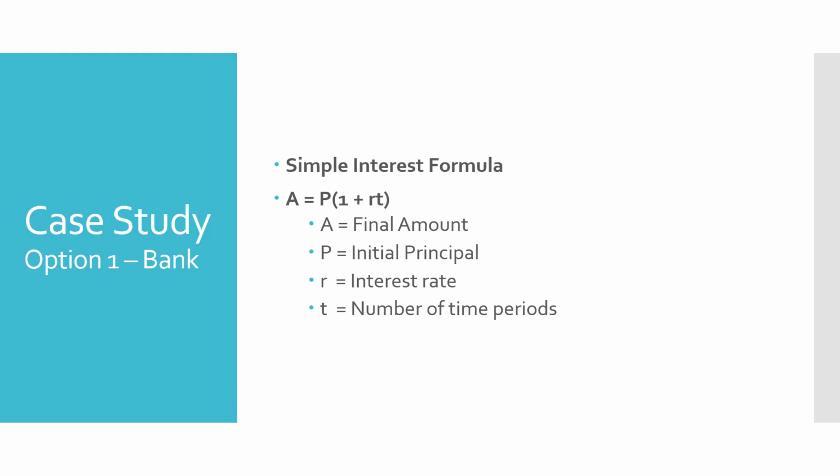So let's look at what happens if John decides to invest in the bank. The simple interest formula is A = P(1 + RT), where A is equal to the final amount, P is equal to the initial principal, R is equal to the interest rate, and T is equal to the number of time periods.